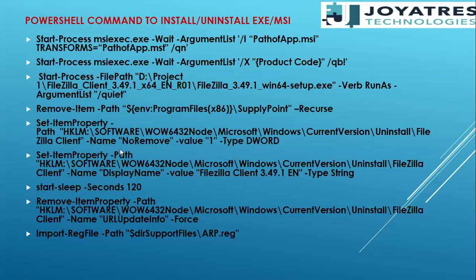For example, you are installing an application and you have to give a pause of 1 minute or 2 minutes. Then you are going to give Start-Sleep -Seconds 120. The time is in seconds, so 120 means 2 minutes. If you want to increase the time, you can increase it accordingly. And at the end is Import-RegFile, which is going to import the registry file.